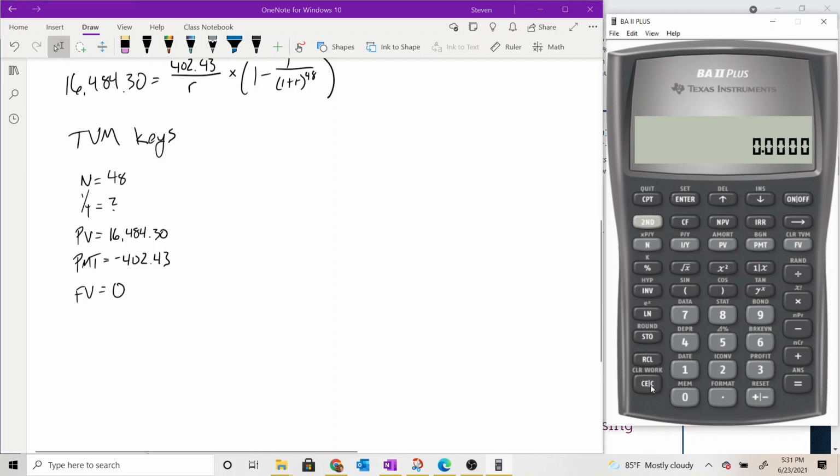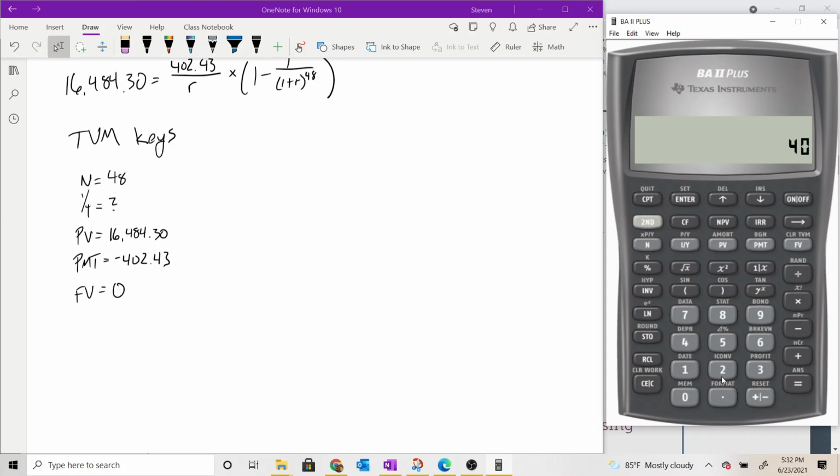Okay, let's put these in and solve them. I'm going to start, as always, by clearing out the time value of money by hitting second and clear TVM. That records 0 on all 5 keys, and then I'm going to work left to right to make sure I don't miss something. N is 48, so I'll type in 48, and N. I over Y is what I'm solving for, so I'm going to skip over that for now. Present value is a positive $16,484.30. So I'll type that in and then press PV to store it.